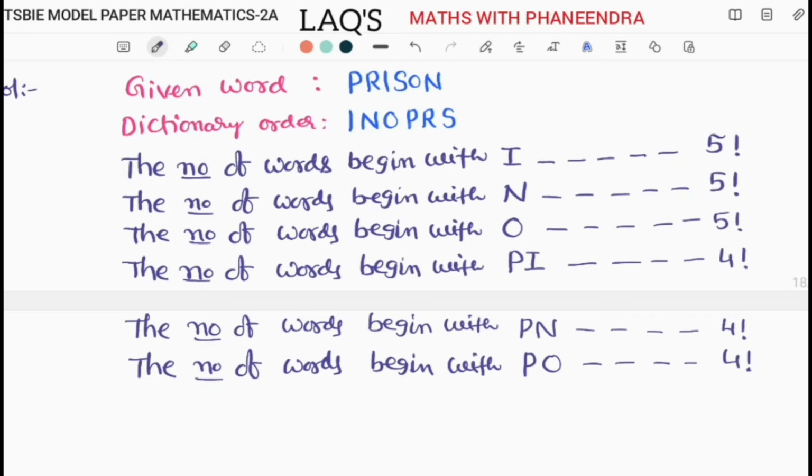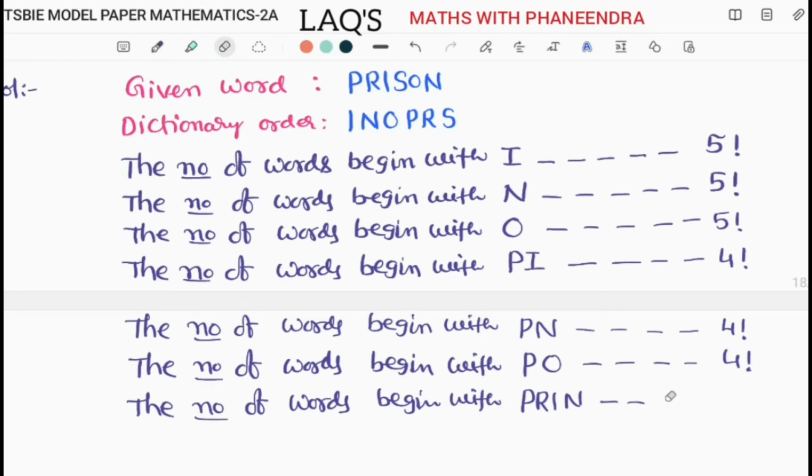So the words which begin with PRN, PRIN, PRI fixed, PRIN. The number of words which begin with PRIN. So PRIN means till you have to write PRIS. PRIN means the remaining 2 places only, no? Not 3 places. The 2 places can be done in 2 factorial ways.